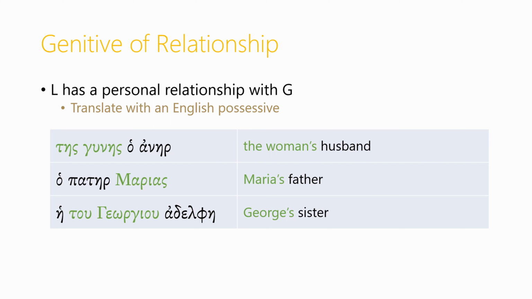Ho pater Marias, the Maria father, we might decide that this is a matter, again, of a personal relationship, and so we might translate that Maria's father. He tou Georgiou adelphe. We would start off translating that in a rough way as the George sister, and then ask, okay, what kind of relationship is there between George and the sister? And again, it's a family relationship, so we would just translate it as a possessive, George's sister.